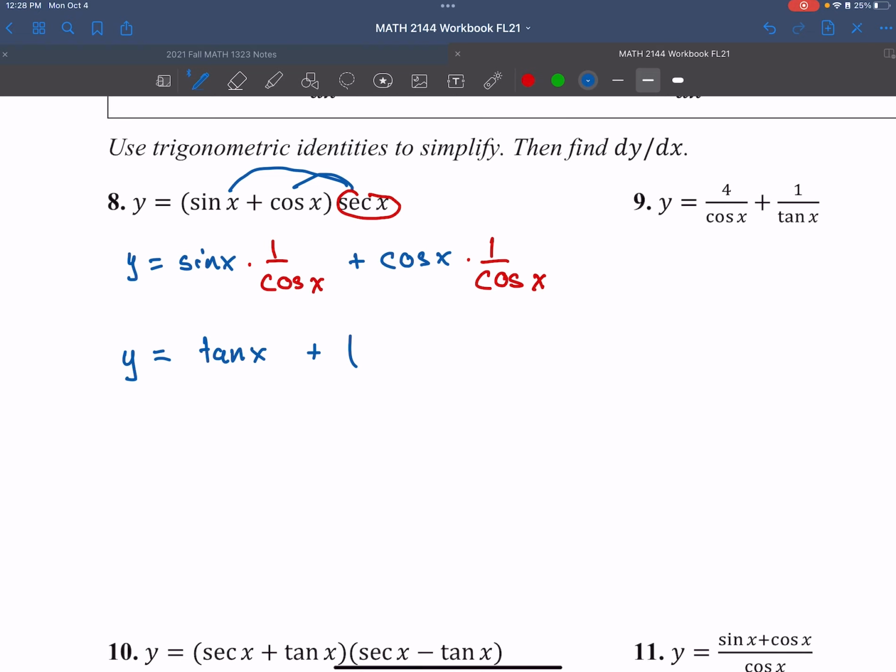So with that quick little step, I no longer have to worry about the product rule. And I don't have to remember sine, cosine, and secant's derivative. I just have to figure out, well, what is the derivative of tangent of x? What is it? Secant squared. And the derivative of 1 is 0. So y prime here is simply secant squared of x plus 0, which I won't write. Oh, I'll write it. Why not?